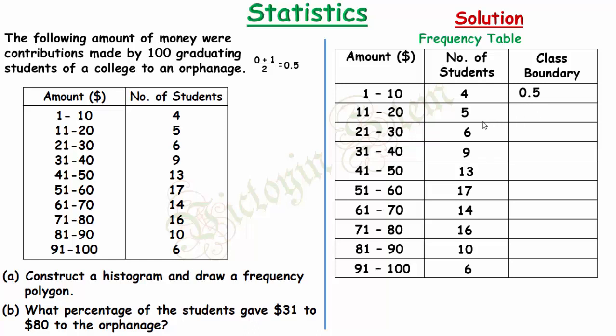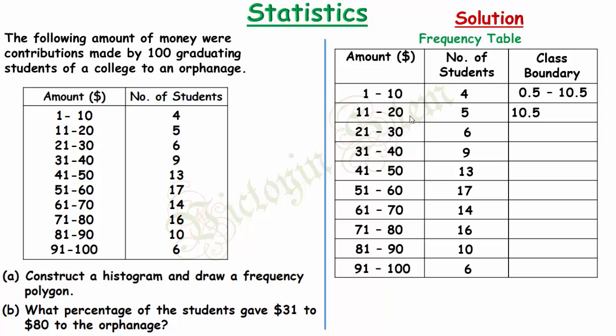Now to get the upper boundary of the first class and the lower class boundary of the second class, I need to find the midpoint between 10 and 11. So I'll clean this up and then write 10, the upper class limit of the first class, plus 11, the lower class limit of the second class, divided by 2, which is 21 divided by 2. This boils down to 10.5. I'll write it as the upper class boundary of the first class and the lower class boundary of the second class.